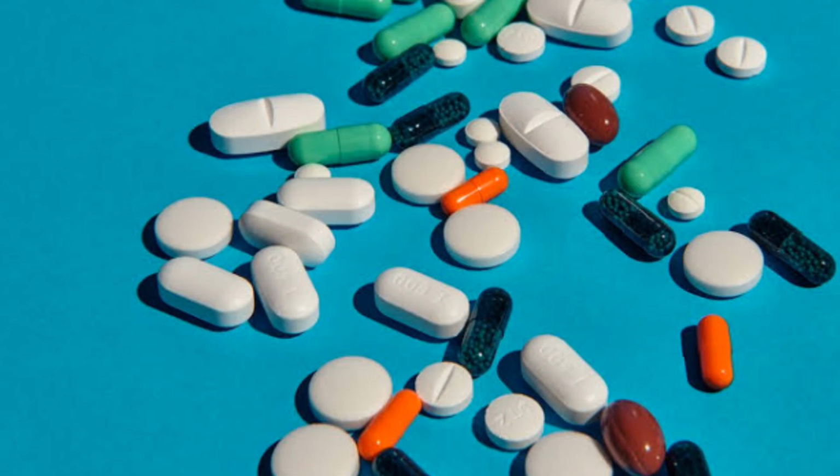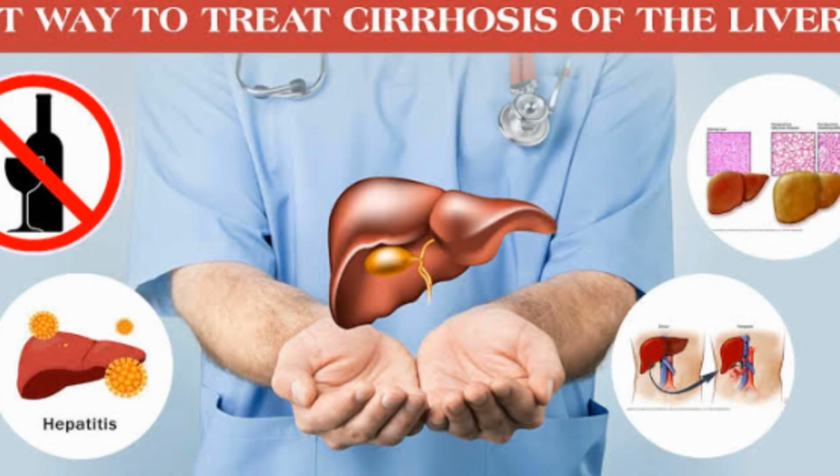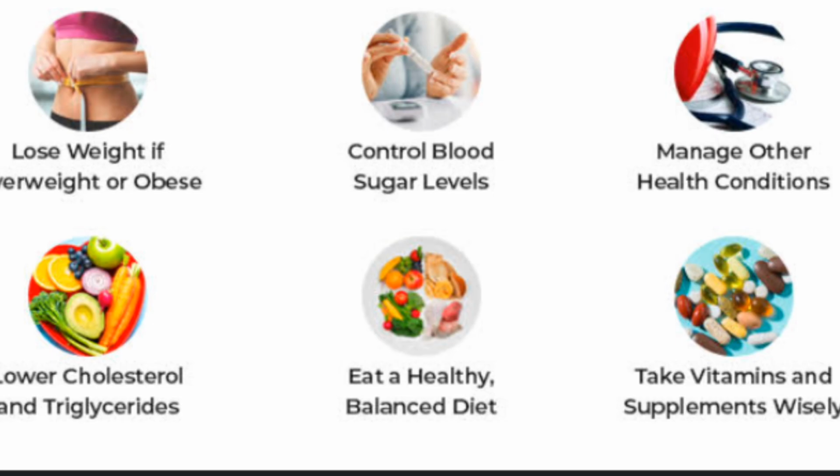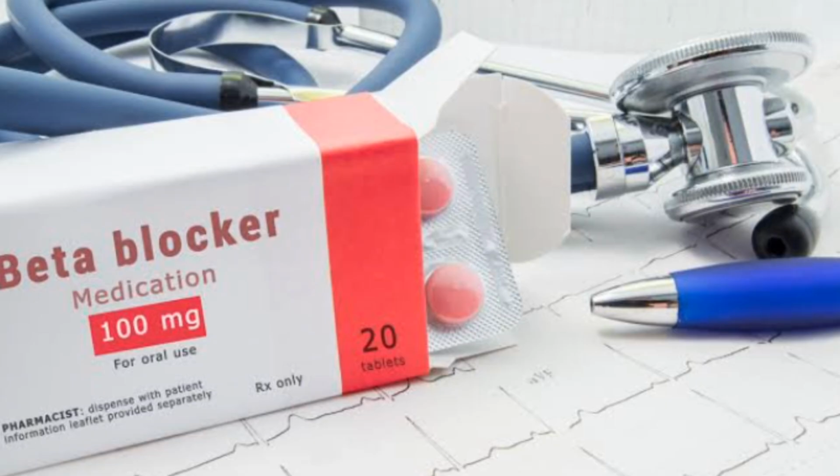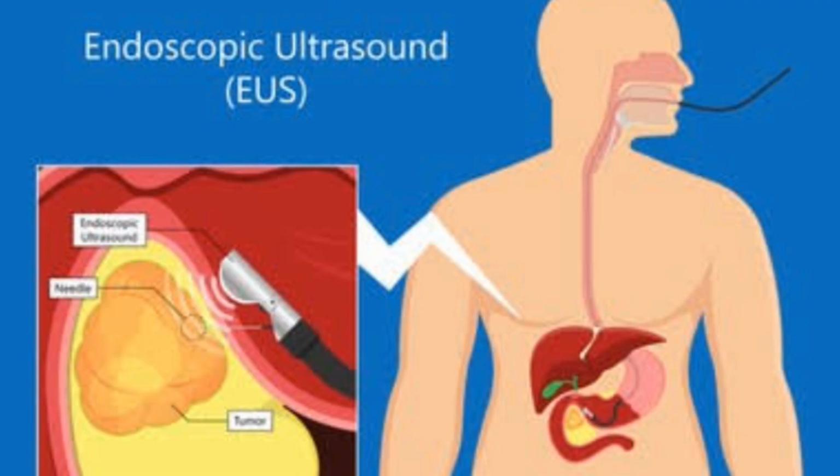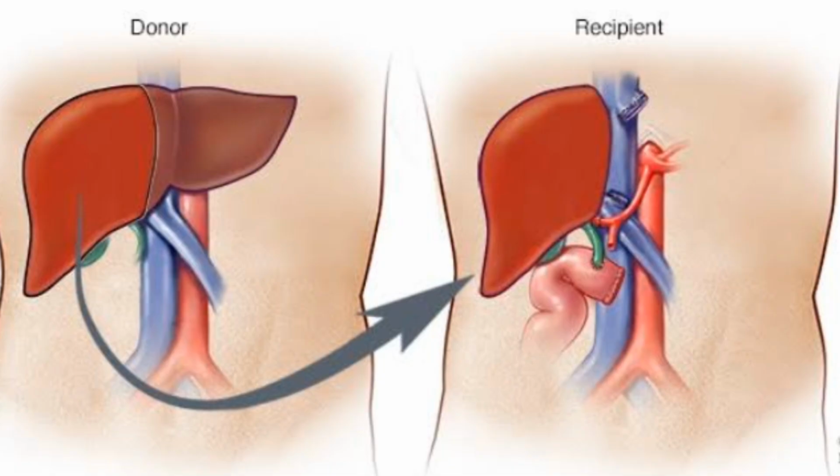Abstinence from alcohol. Manage NAFLD through weight loss. Medications: diuretics for ascites, lactulose for hepatic encephalopathy, beta blockers for variceal bleeding prophylaxis, endoscopic intervention for varices, paracentesis for ascites, liver transplant in decompensated cirrhosis.